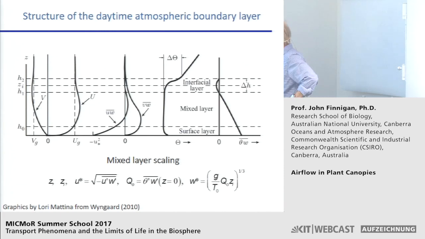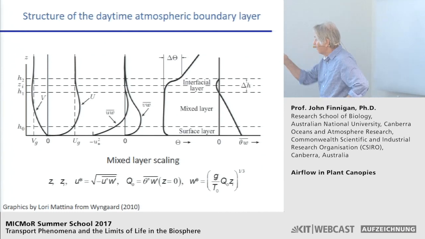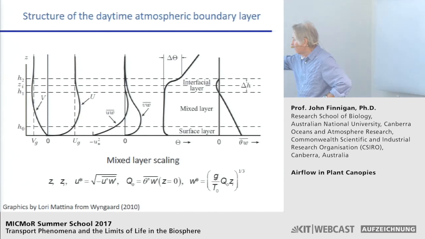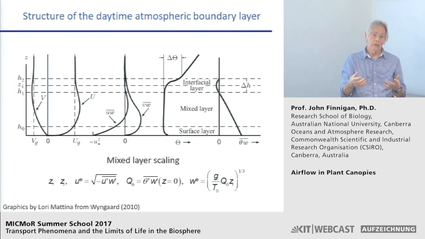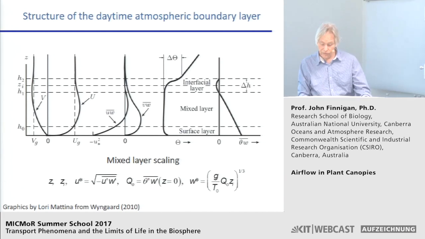And the other thing that's important is the heat flux from the surface, as the sun hits the surface. And we can take all those scales and form a velocity scale called W star. If you look at that, you'll see that it involves this buoyancy parameter, G upon T naught, the heat flux from the ground, and the depth of the boundary layer, and that's some characteristic velocity scale for these very large energetic eddies in the mixed middle of the thing.